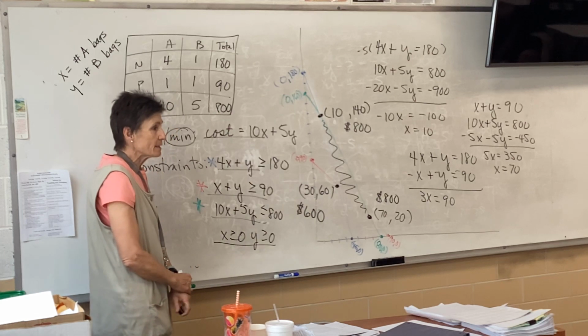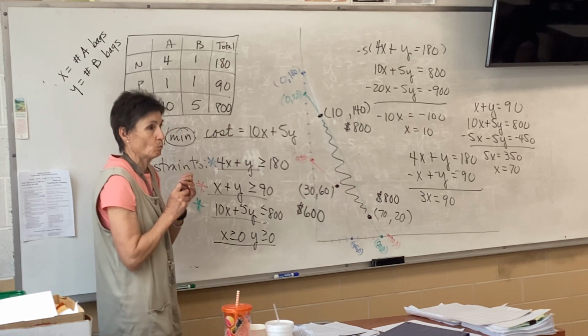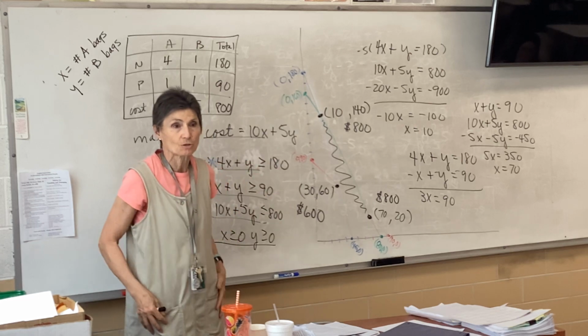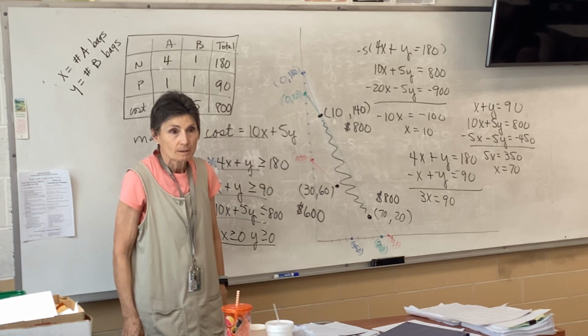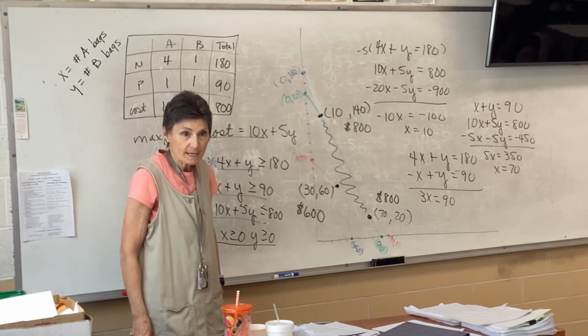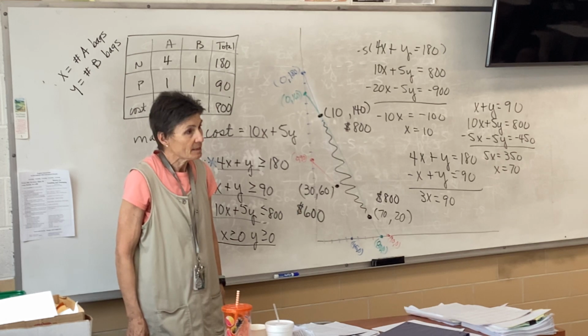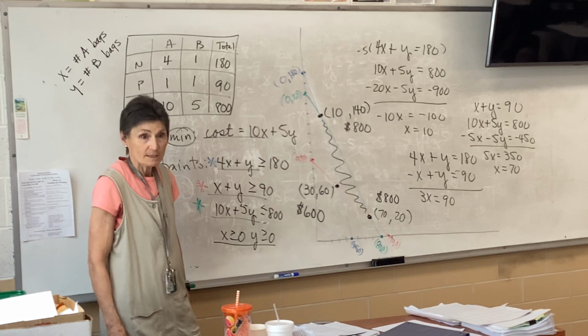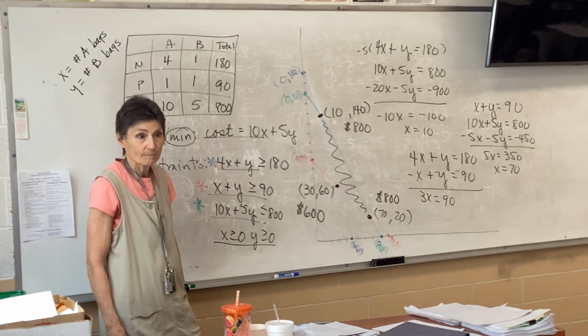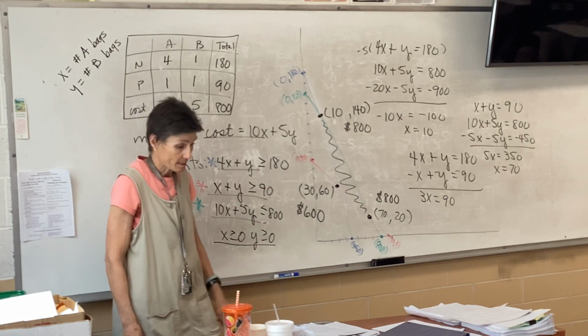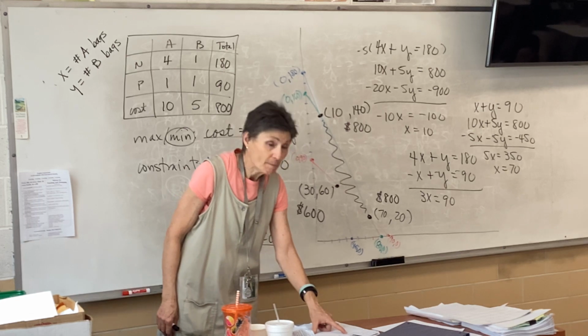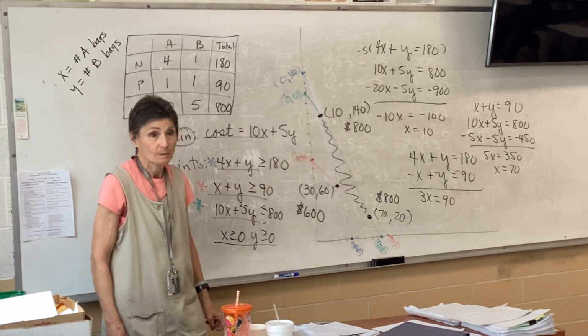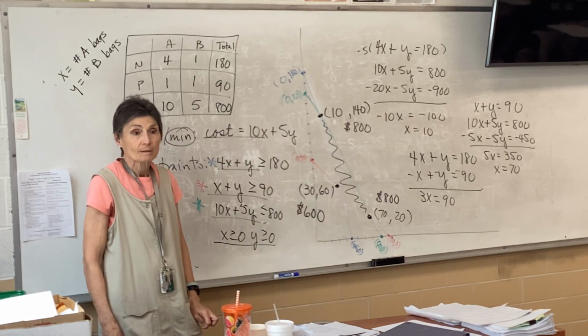So what are we going to tell these people to do? What is ultimately the answer to the question? 30 A bags. You want to buy 30 A bags and 60 B bags, and it's going to cost you $600. Are you looking for the cheapest? Yes. I thought you wanted to minimize cost. And then if it said maximize, we would go for the highest.